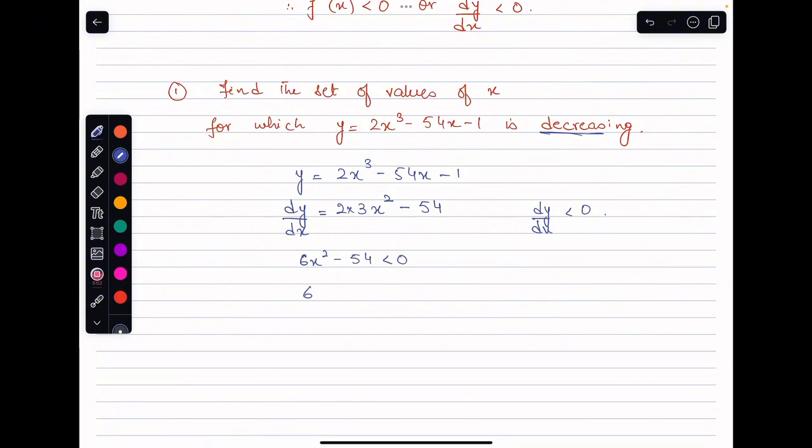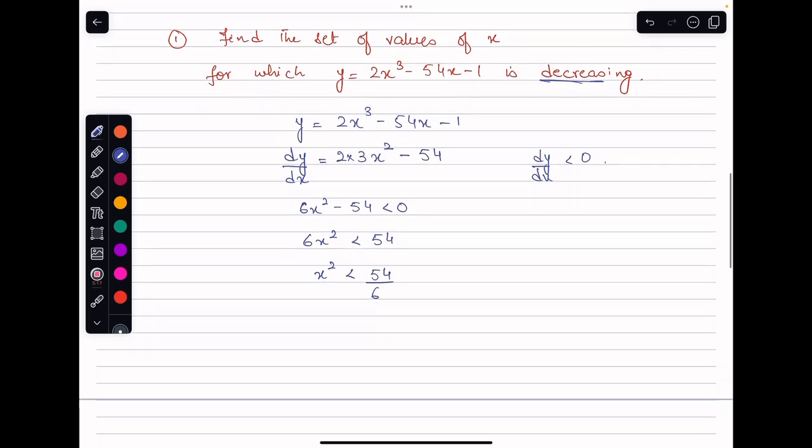Or I can say 6x squared is less than 54. Solving it, x squared should be less than 54 divided by 6, or x squared is less than 9, or I can say x is less than plus or minus 3.